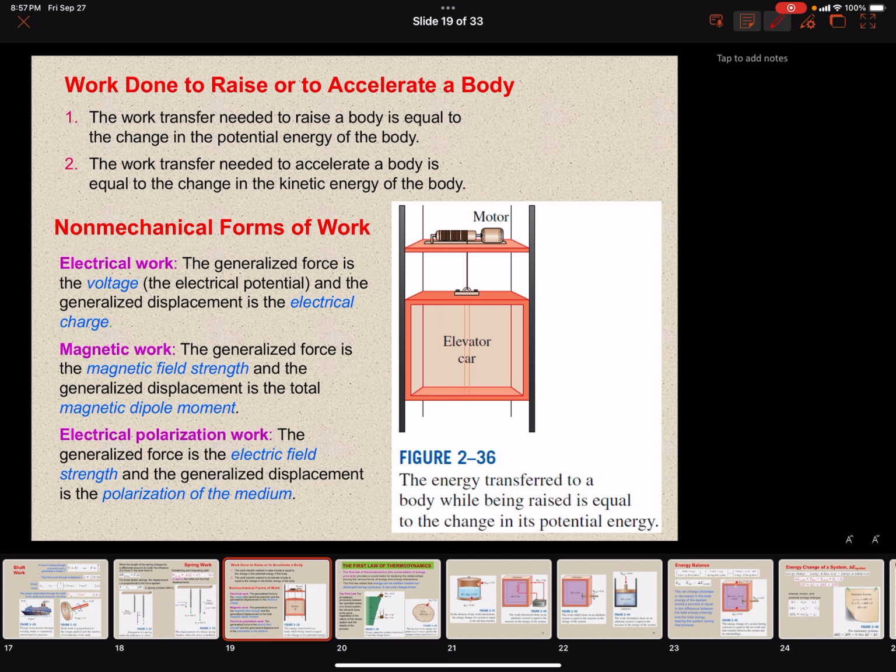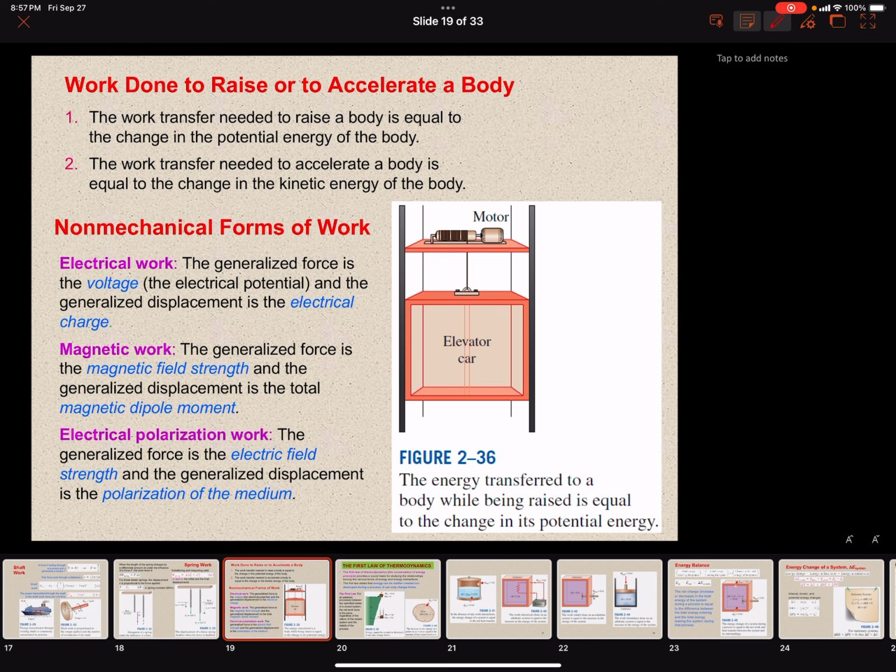Last one, electrical polarization work. It is one of the non-mechanical forms of work because it's involved in the arrangement of charges due to an electrical field, rather than the physical movement of objects or mechanical forces.